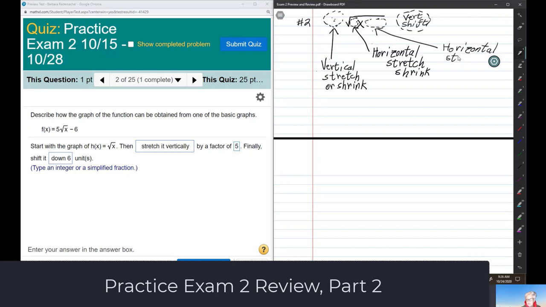Not stretch, shift. In there, plus means go to the left, and minus means go to the right. But out here, plus means go up, and minus means go down.